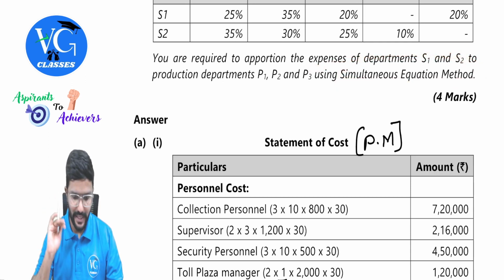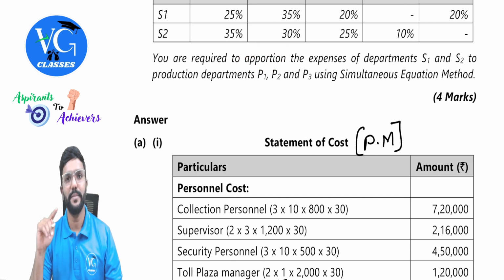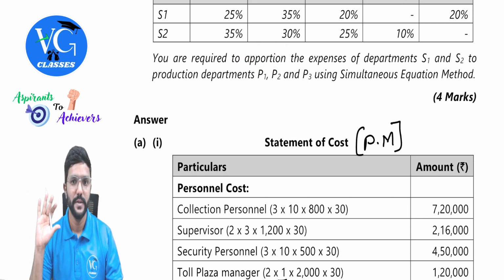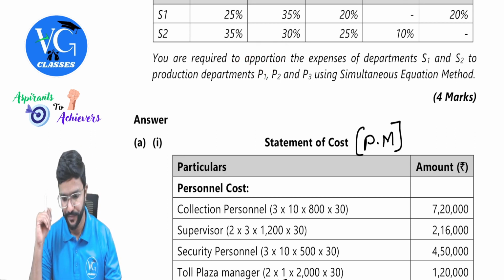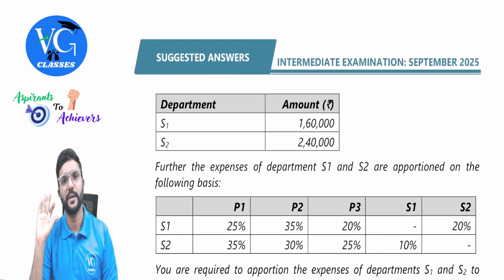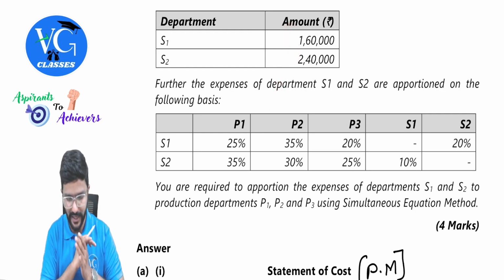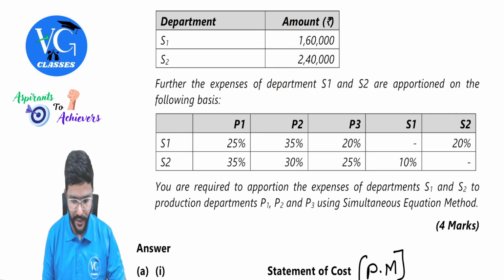Okay, guys, here they have said apportionment, but actually it is reapportionment. From service department, we need to do it for service as well as production department. So it is reapportionment, using the simultaneous equation method, which is one of the reciprocal methods. But please be careful, guys. They have not given the production department cost. We need to just reapportion the service department cost to the production departments by forming an equation.